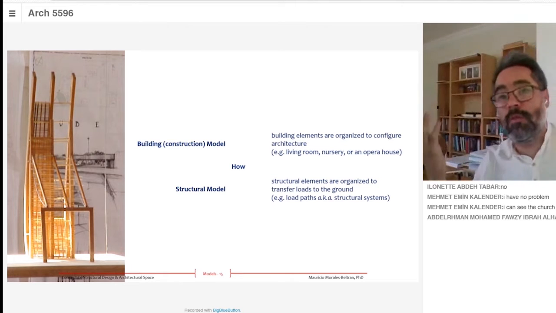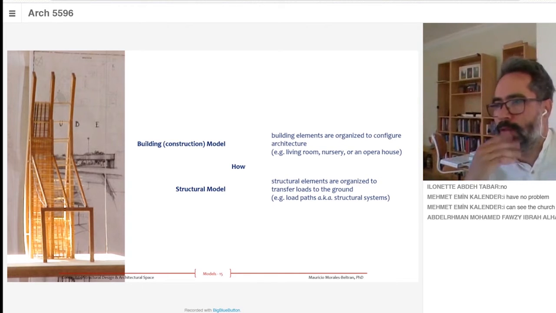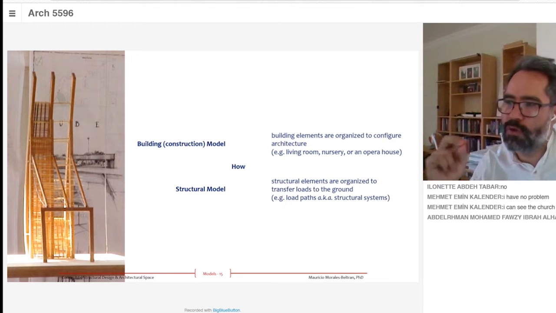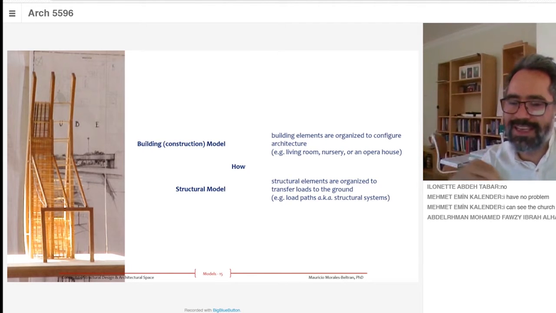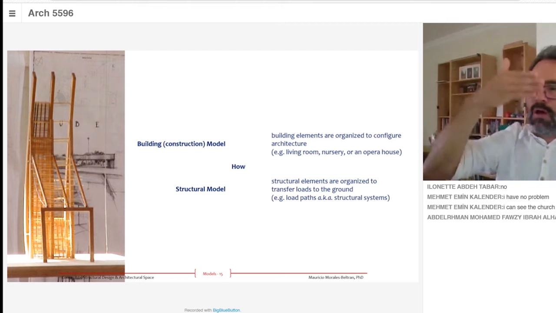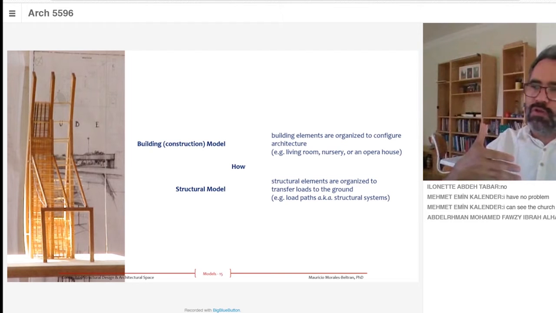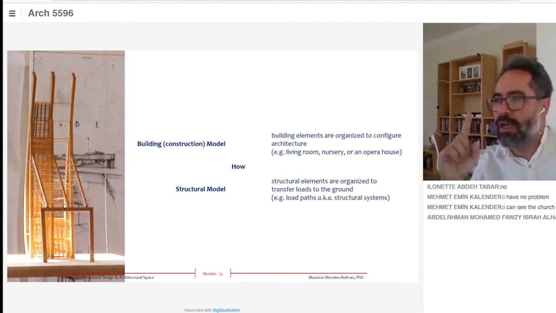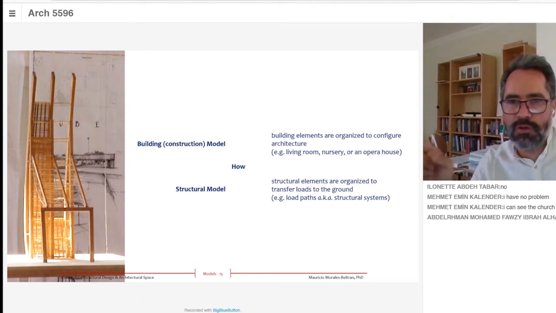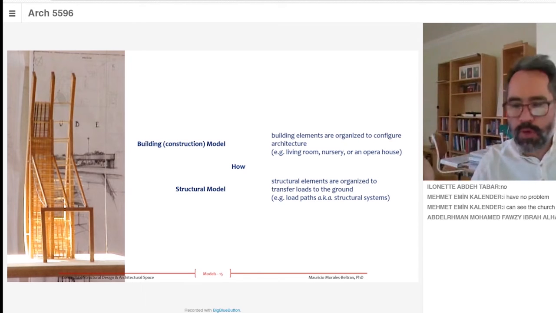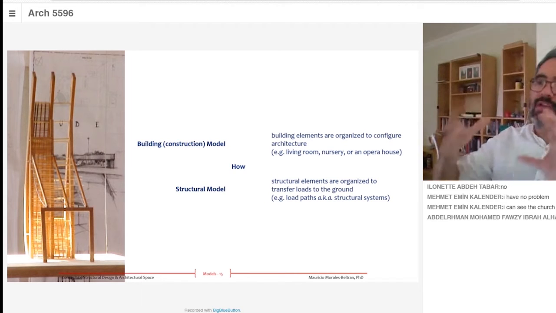And so I decided that I would like to concentrate more on structural models, because if I concentrate on structural models, they can understand the logic of how and which type of elements are concentrated. But in order to introduce the building construction knowledge, I will make them build these models. In my opinion and my approach, that is the way they will learn both.